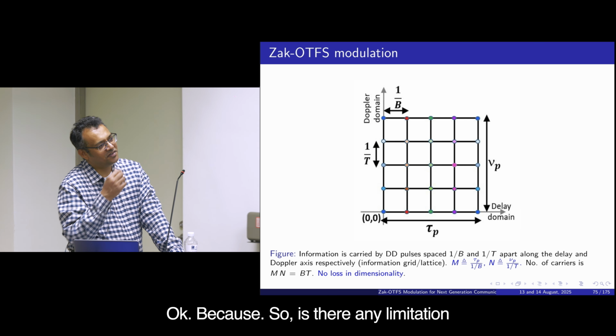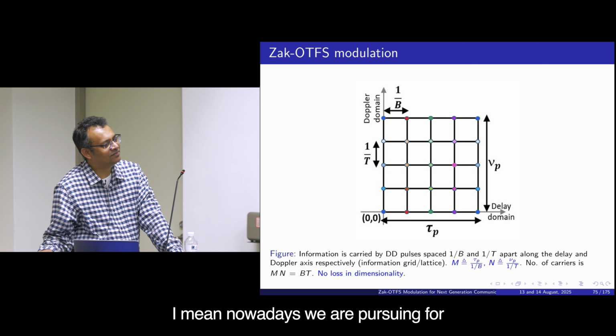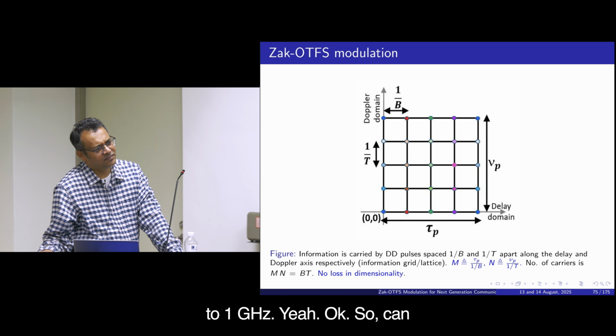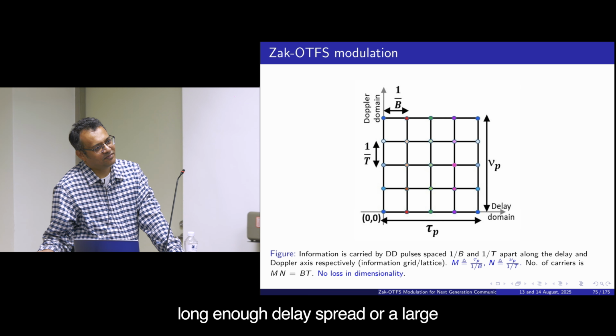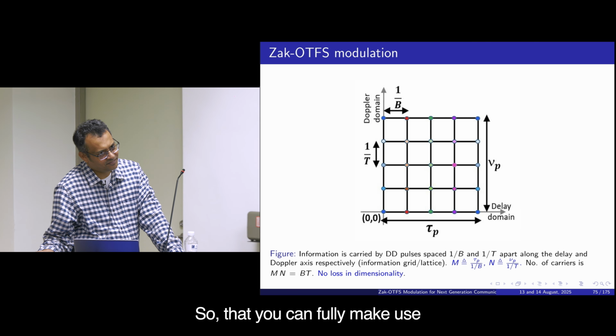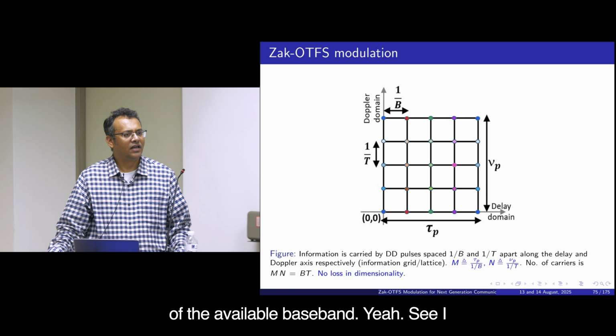Okay. Is there any limitation? I mean, nowadays we are pursuing larger and larger baseband frequencies, maybe up to 1 gigahertz. So can you implement a long enough delay spread or a large enough Doppler frequency so that you can fully make use of the available baseband?